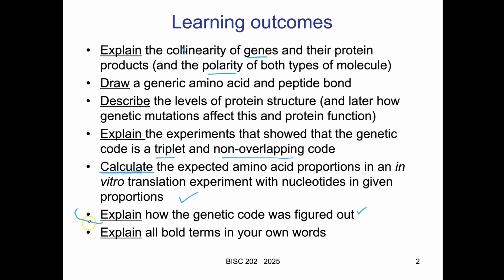And then finally, just be able to explain the bold terms in your own words. And when I say explain them, I also mean when you're giving an answer to a question that you use them correctly. So if you say transcription when you meant translation, that's going to be an incorrect answer. So we want the terms to be used correctly. It's very easy to make that mistake because they start with the same few letters, but you want to take special care, especially answering quiz or exam questions, because it will be marked wrong.